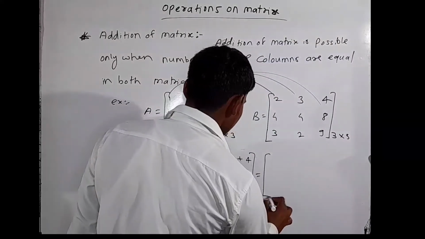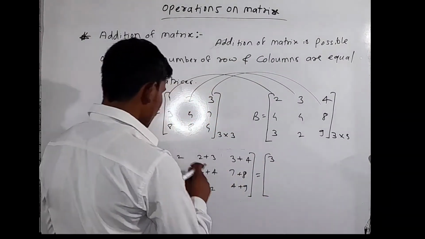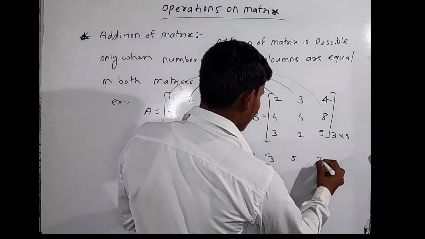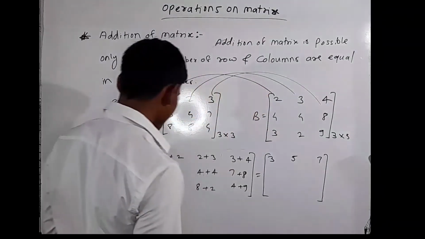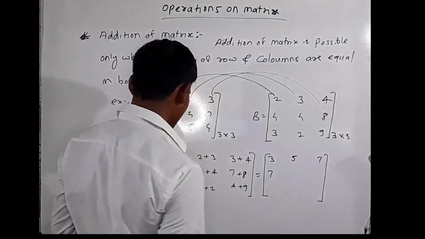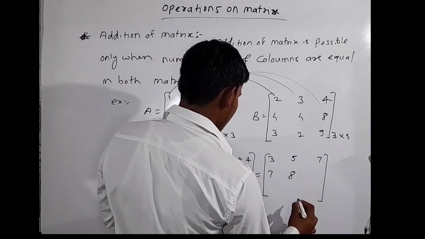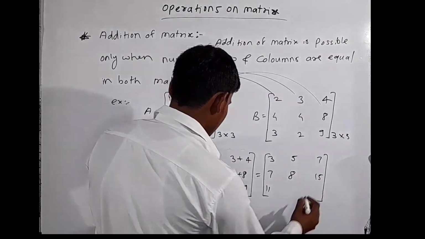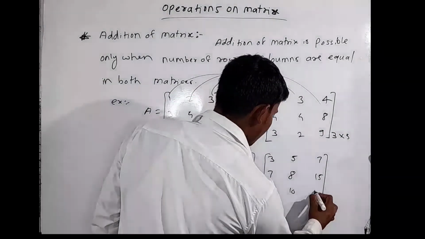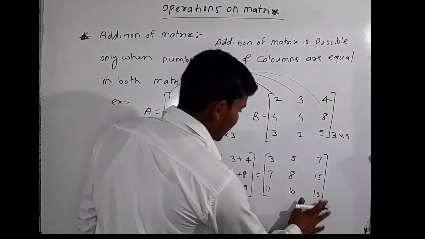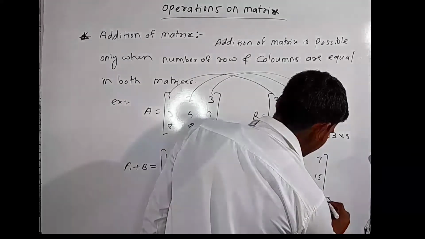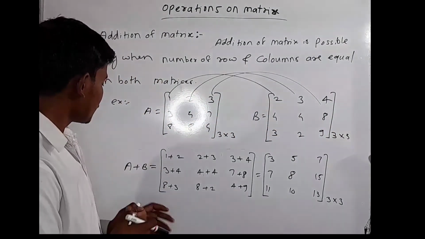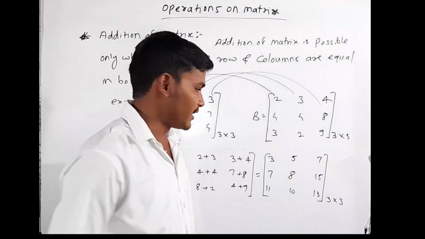Which equals 1 plus 2 is 3, 2 plus 3 is 5, 3 plus 4 is 7, 3 plus 4 is 7, 4 plus 4 is 8, then 15, then 11, then 10, and then 13, and the order of the matrix obtained is 3 by 3. In this way we can solve any question for any matrix.